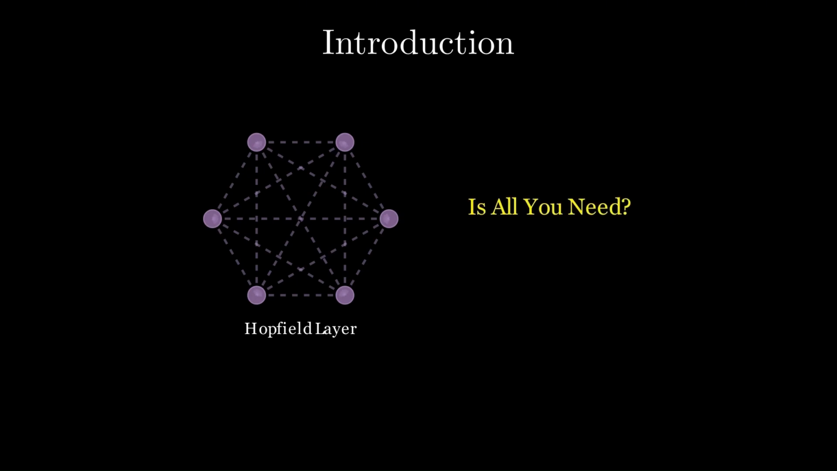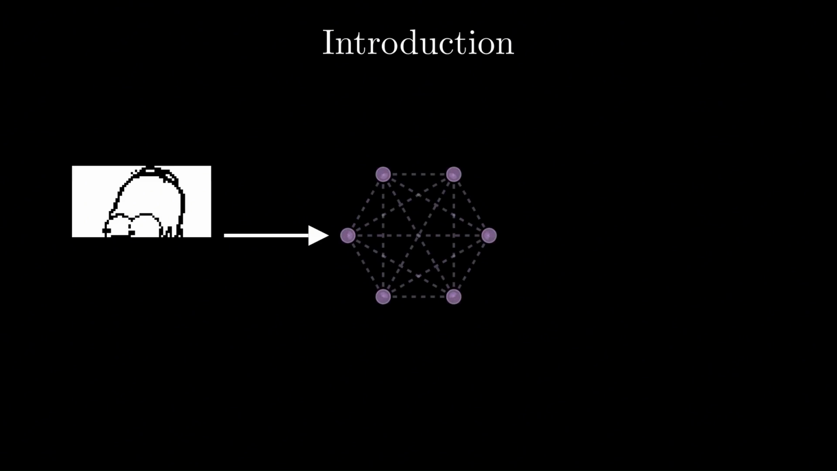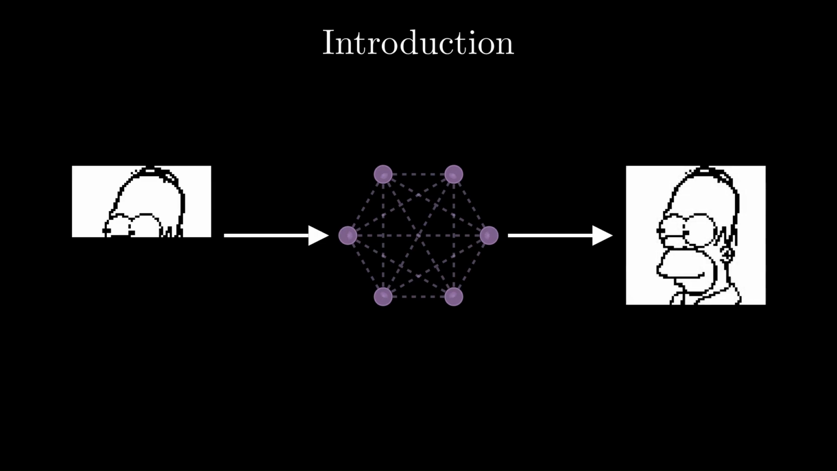Unlike traditional feedforward networks, a Hopfield network operates as a recurrent autoassociative network, where every neuron connects to every other neuron, creating a fully connected system that can store and retrieve patterns through energy minimization.